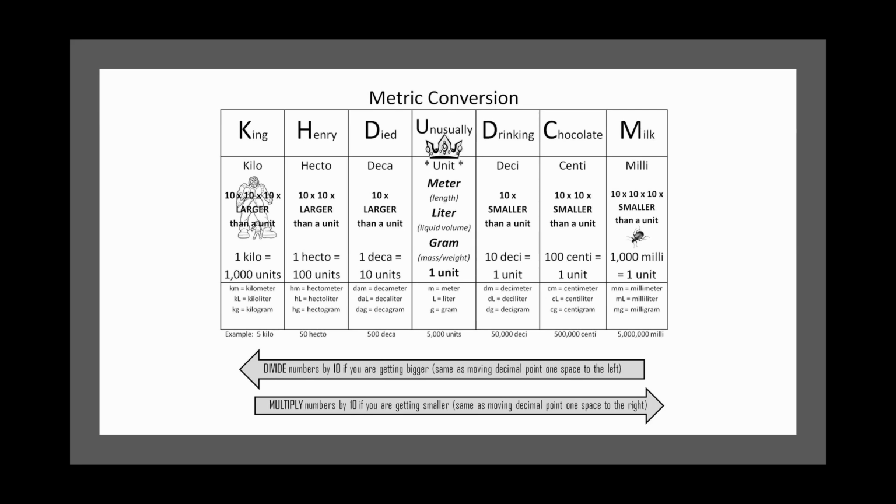So you're dividing by 10 in one direction, multiplying by 10 in the other, which is at the bottom, and we'll practice this. And if you need to remember them, a lot of people do: King Henry died unusually drinking chocolate milk. You may have heard King Henry died Monday drinking chocolate milk. Monday was meter, but it's not always meter. Sometimes it's liter or gram. So King Henry died unusually drinking chocolate milk.